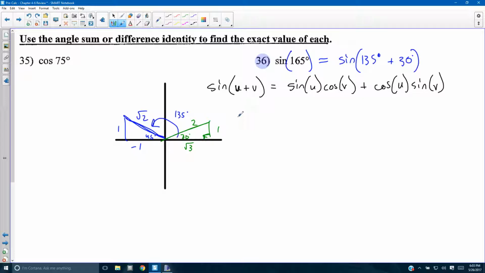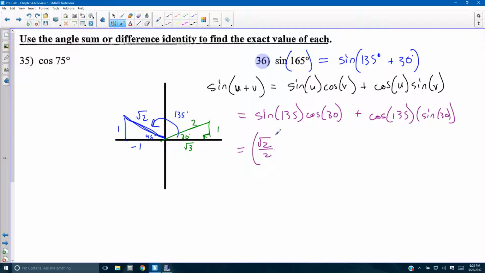Okay, so sine of 135 plus 30. We're going to be doing sine of 135 times cosine of 30 plus cosine of 135 times sine of 30. Boom. Okay, sine of 135 here. So inside 45, opposite over hypotenuse, that's going to be 1 over root 2, which is root 2 over 2. Cosine of 30 is root 3 over 2. So we're left with those.